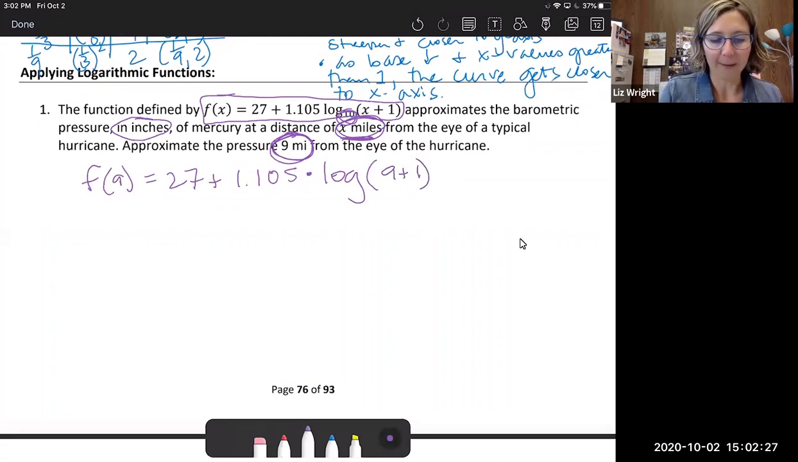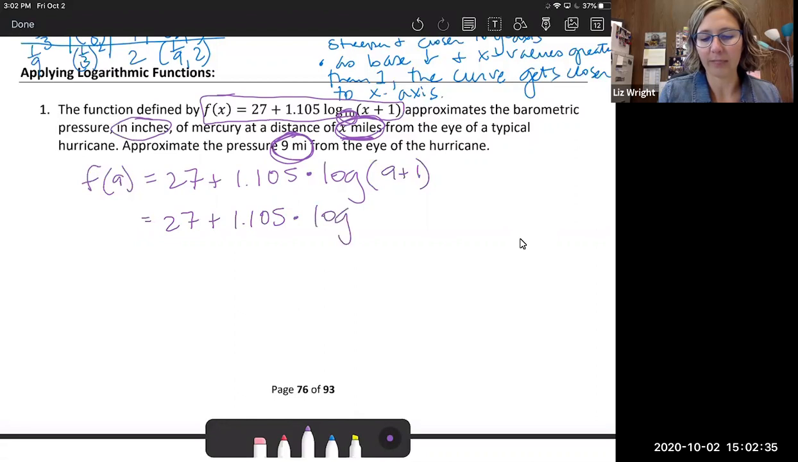All right, so then we get that. So then we have 27 plus 1.105 times log of 10. Well, you could use the change of base rule if you wanted to, or because your calculator has the log base 10 button, you could just do log of 10. You could also use the rule.